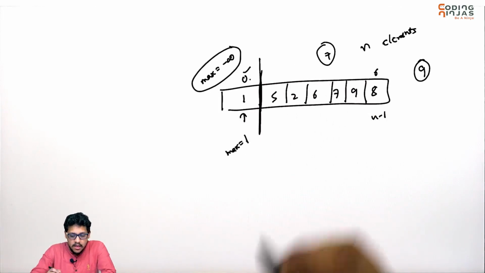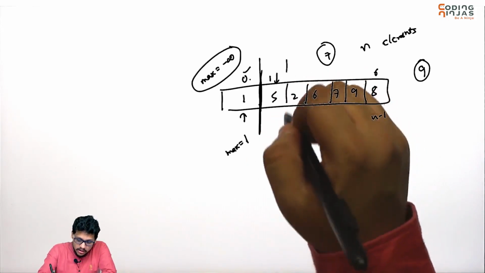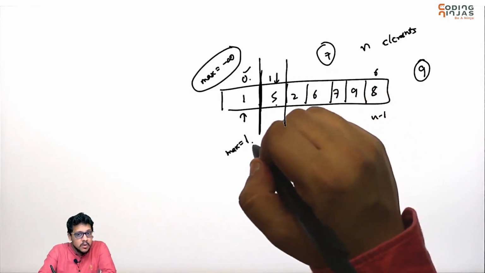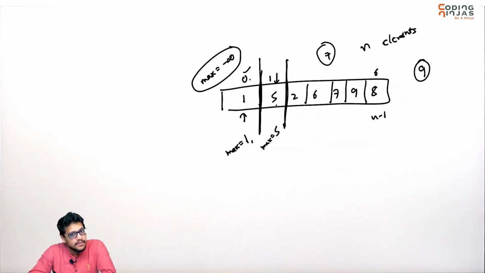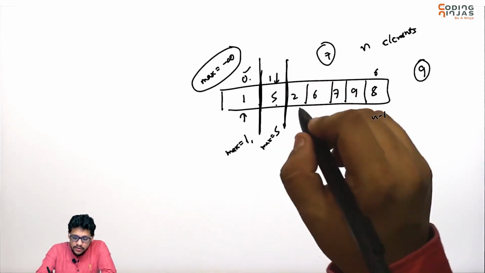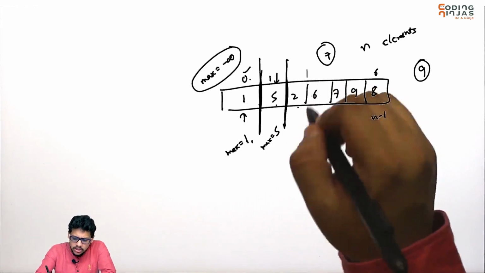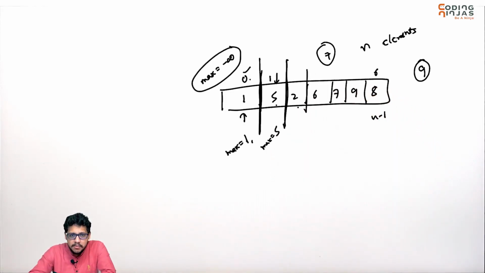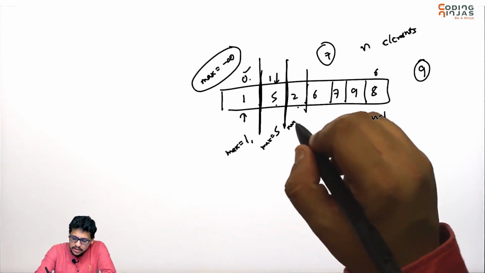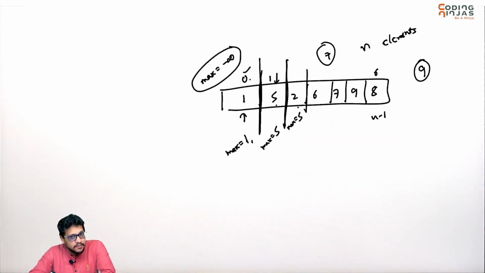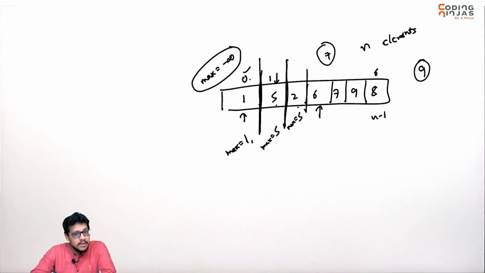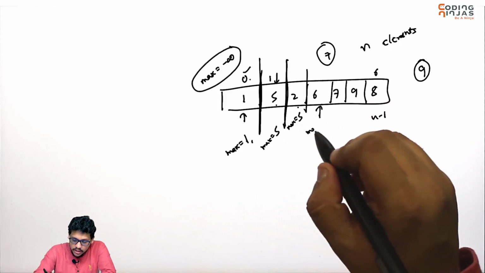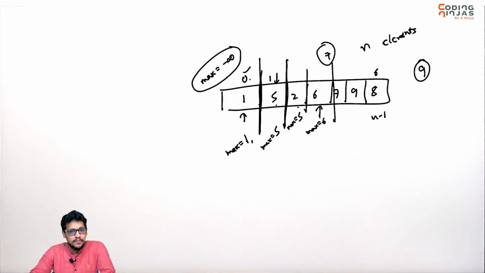Now when you go to the first element, this element is greater than the maximum up till now. So your maximum will become this new element, which is 5. Now when you come to this 2, this 2 is not greater than the maximum up till now. So your maximum will still remain the same, that is 5. Now when you come to 6, 6 is greater than the maximum up till now. So your maximum will become 6.